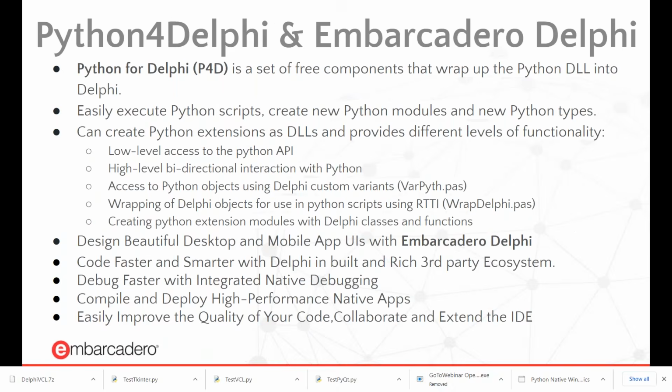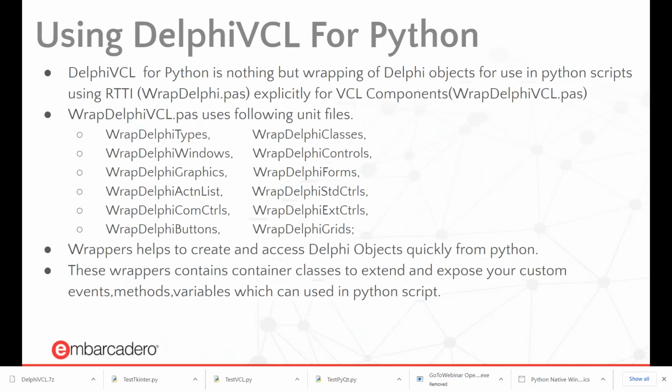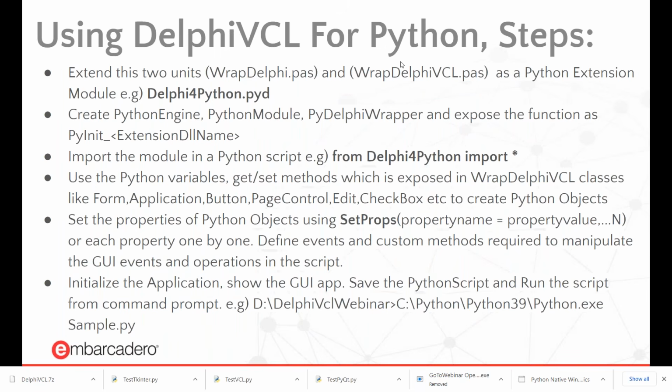So we have seen how we are going to do this using VCL. I will just summarize the steps of how we did it here. I extended this WrapDelphi and WrapDelphiVCL.pas, and then I made a module, DelphiForPython.pyd. I created this extension using the PythonEngine, PythonModule and PyDelphi wrapper, and exposed the extension DLL, with the module name and DLL name I have given like this.